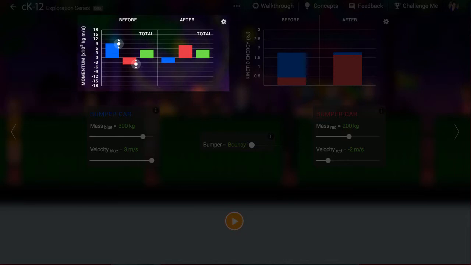After the collision, the blue and red momenta change, but their sum, the second green column, stays the same. This is what we mean by the phrase conservation of momentum. The total momentum is the same before and after the collision, even if the momentum of each of the cars changes. Momentum is transferred from one car to the other, but none was created or destroyed.